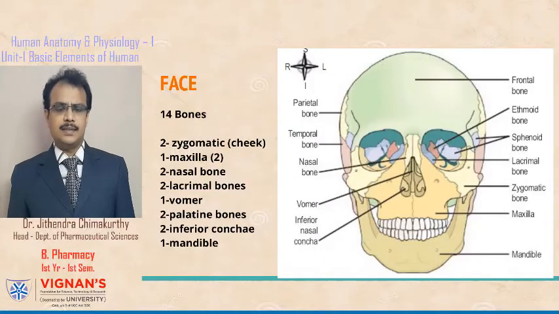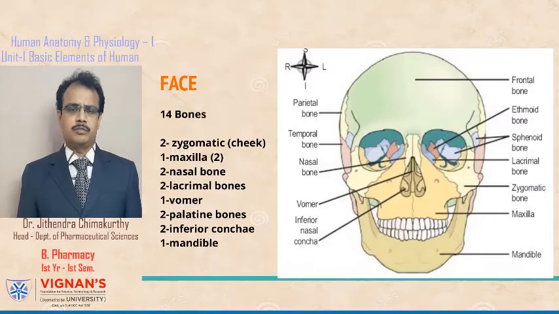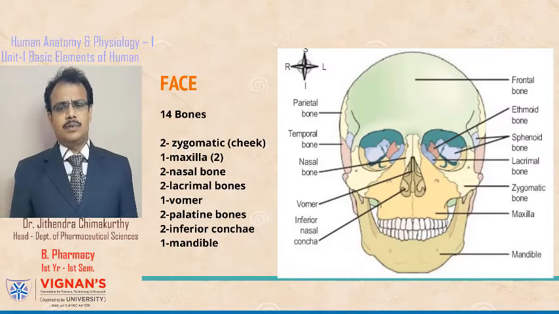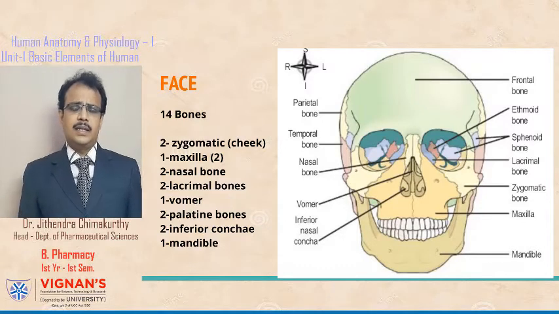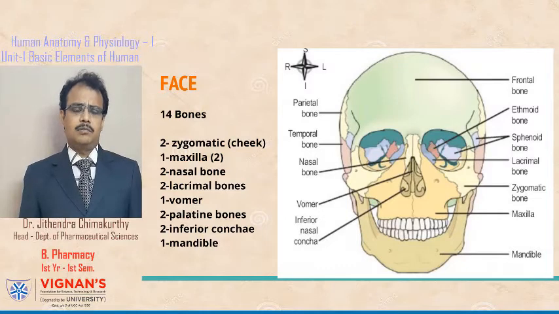Now let's see the bones of face. In the bones of cranium, we have seen that there are two different groups of bones, the cranial bones and the facial bones. We have seen the cranial bones, and now we will see about the facial bones. There are 13 different bones which form the facial bones.